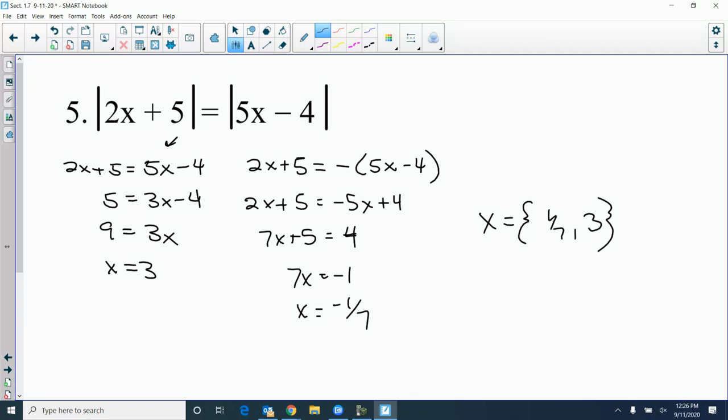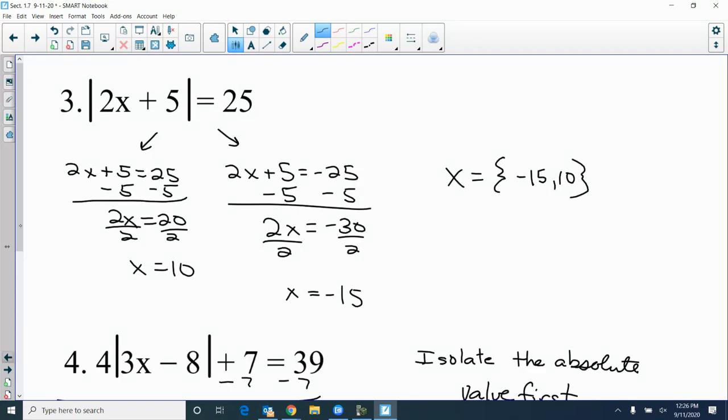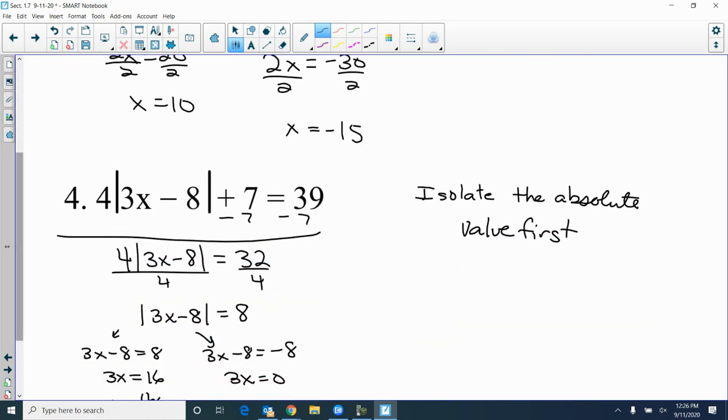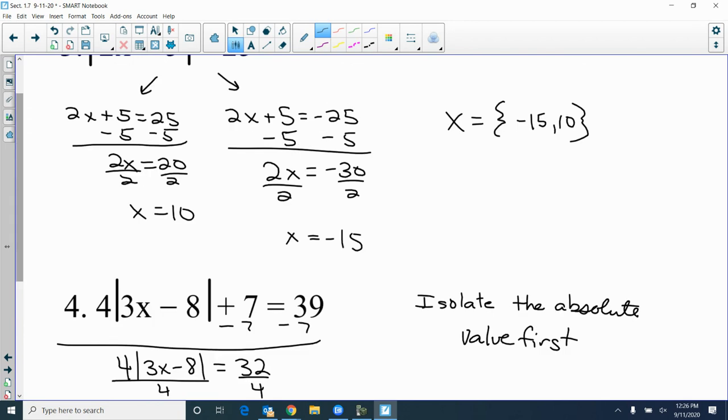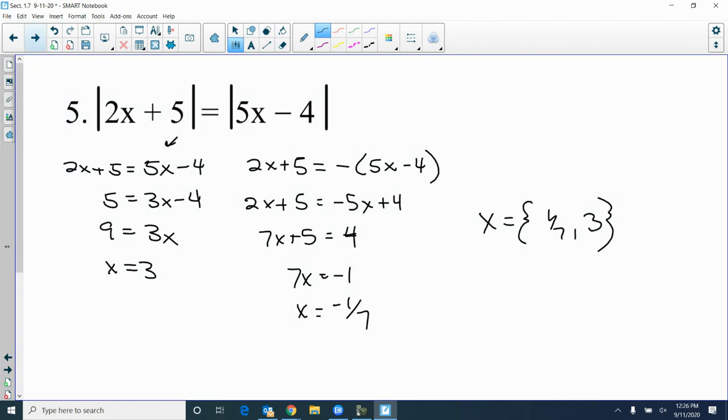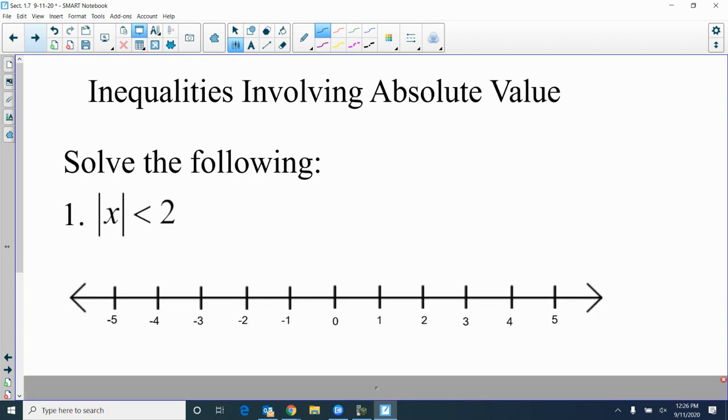All right, so those are equations. Key thing, be careful. Get the absolute value by itself, then break it up into 2 parts. If you already have the constant there, break it up into 2 parts, you get both answers. All right, inequalities, little different story. Little different story. All right, without me telling you anything, graph all the answers that make that true.